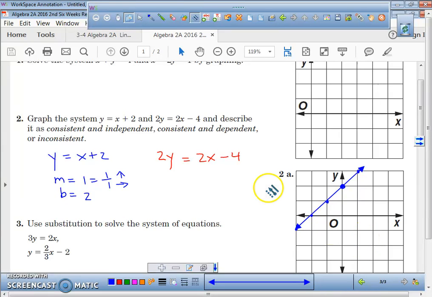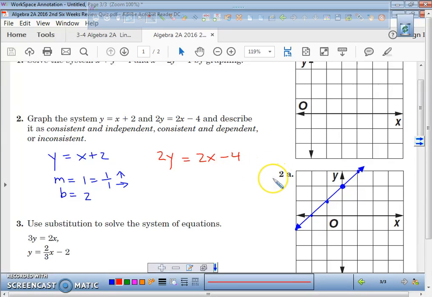Okay. Now, oh no, I don't know what y is equal to over here. What should I do? Oh, okay. So glad somebody knows what to do. 2 divided by 2 is x. Negative 4 divided by 2 is negative 2. Interesting. I've got a slope of 1 and a y-intercept of negative 2. My slope is still 1 over 1, which means I go up 1 and over 1. But my y-intercept is negative 2.